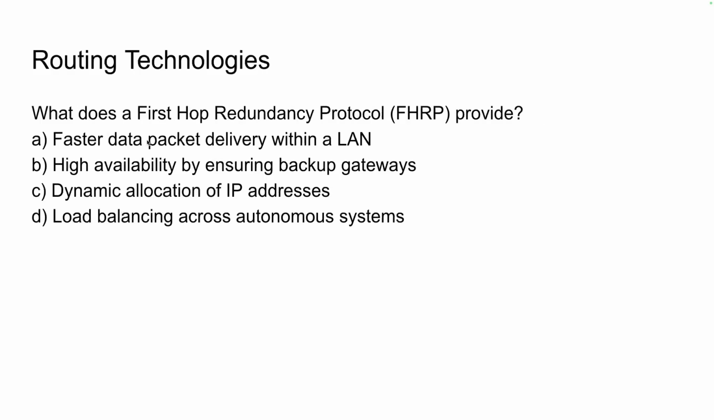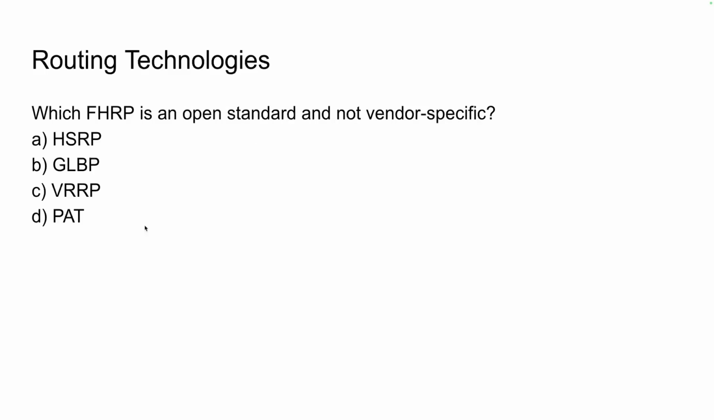Very good. What does a first hop redundancy protocol provide? Faster data packet delivery within a LAN, high availability by ensuring backup gateways, dynamic allocation of IP addresses, or load balancing across autonomous systems. So this is not for load balancing. This is to make sure that we actually have the backup gateway. And HSRP, the first hop redundancy protocol, is Cisco's proprietary protocol.